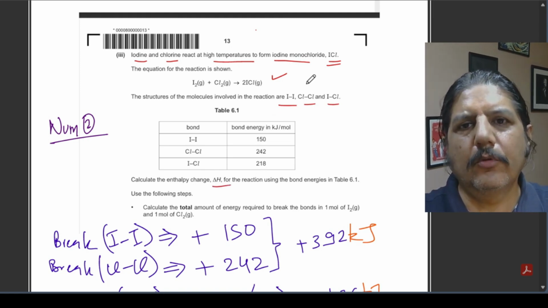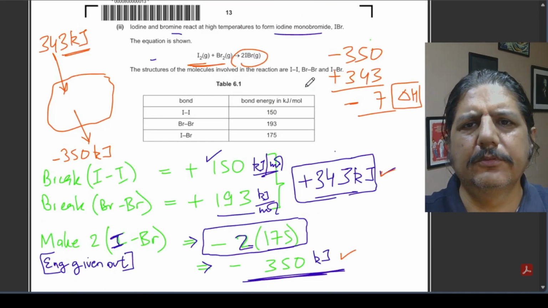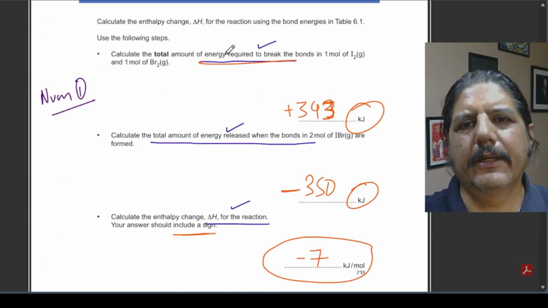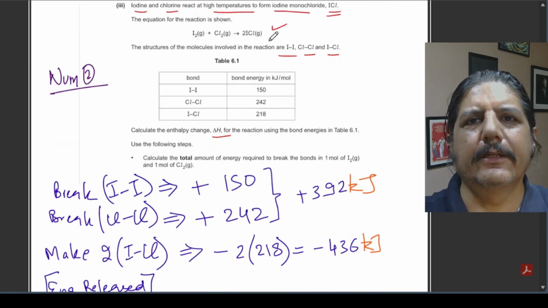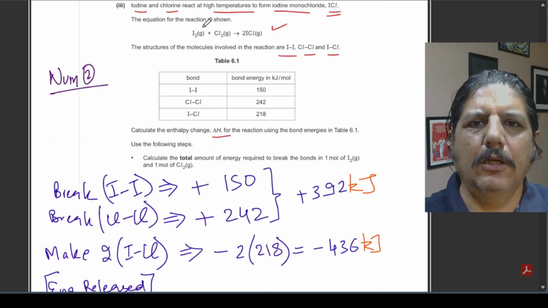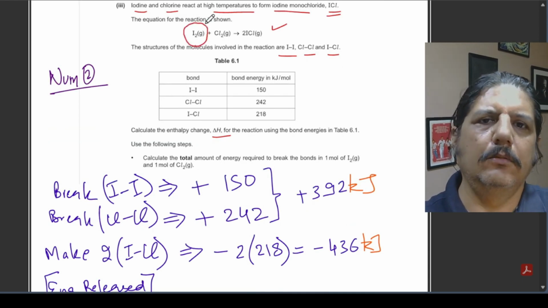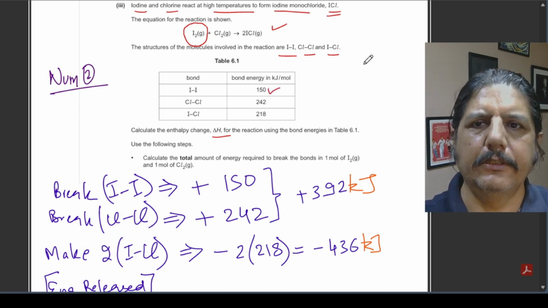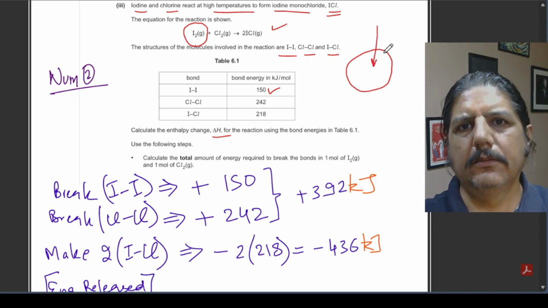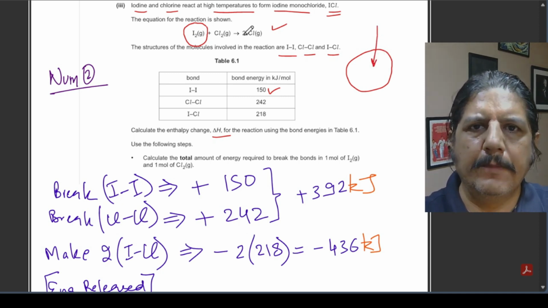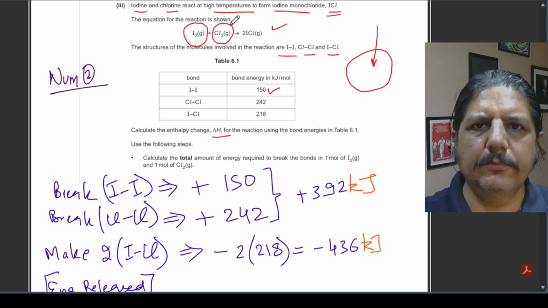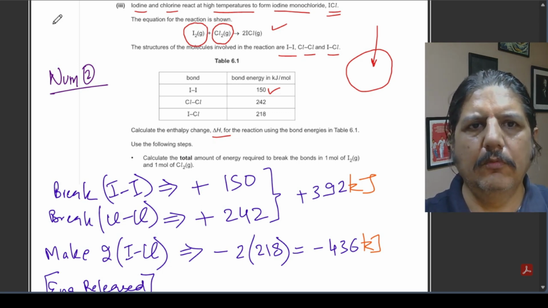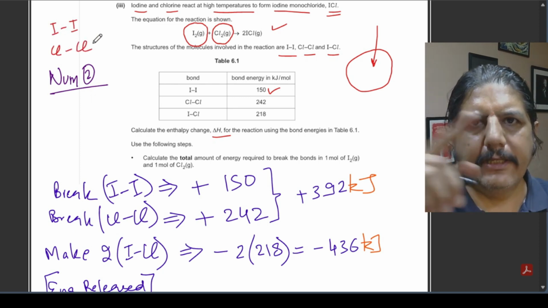Now this question is similar to the question that we have done before, almost the same. Before, iodine and bromine were reacting. Here iodine and chlorine are reacting. As I've told you before, here 1 mole of iodine molecules is being broken. This is the amount of energy which will be required to break the bonds of iodine. 1 mole of chlorine molecules also has to be broken. So we require energy to break the bonds of I-I and Cl-Cl.